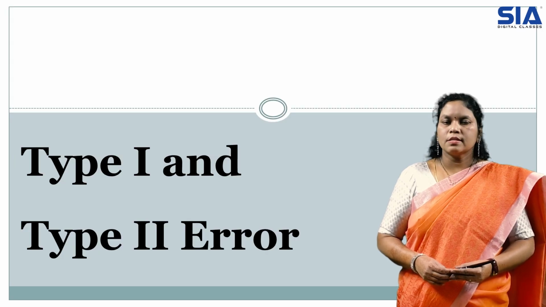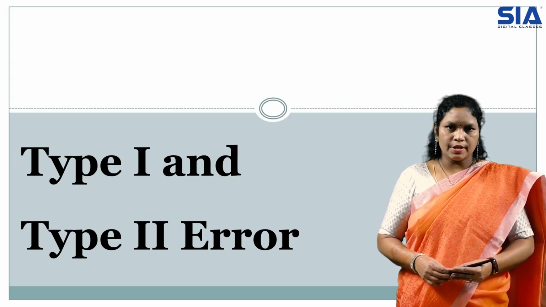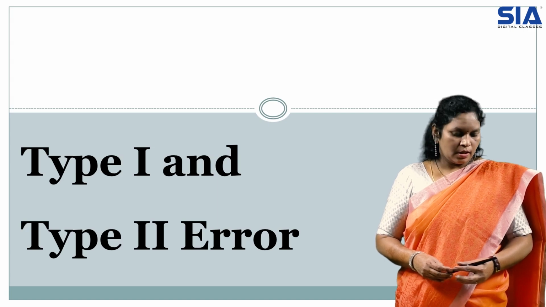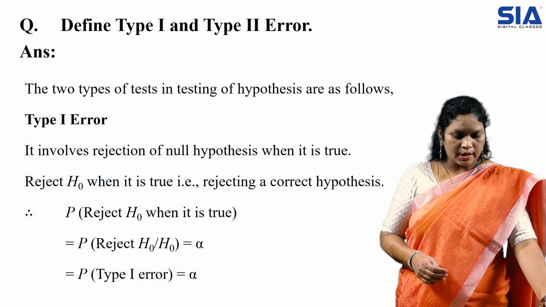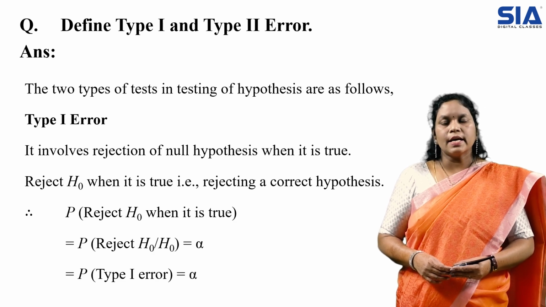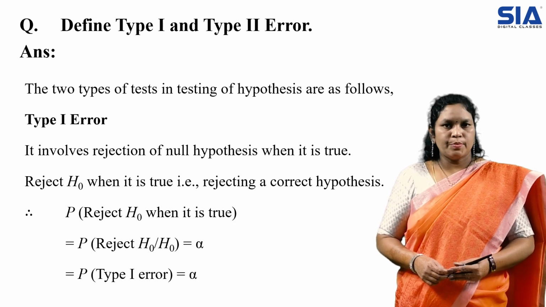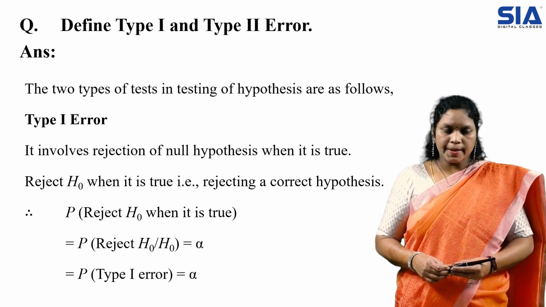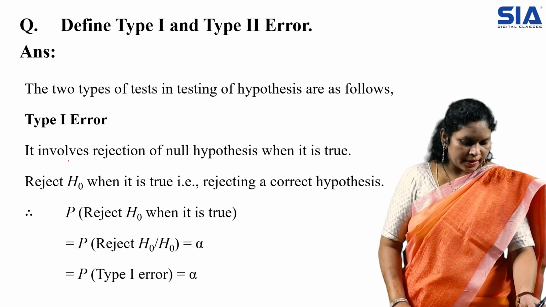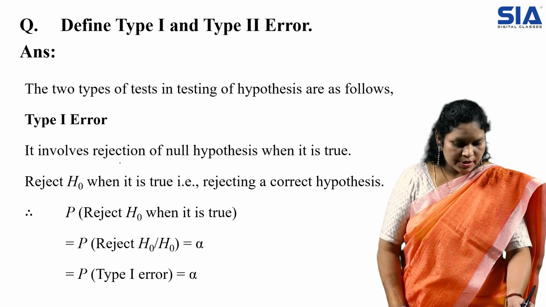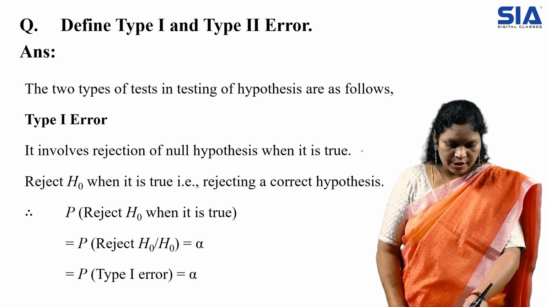So today let us learn the concept of types of errors. How the types of errors arise and how the definitions go, let us check it out. We have two types of errors. We'll call them type 1 error and type 2 error. So let us check it out. What are they? First one, type 1 error. Type 1 error arises when it involves rejection of the null hypothesis when it is true.